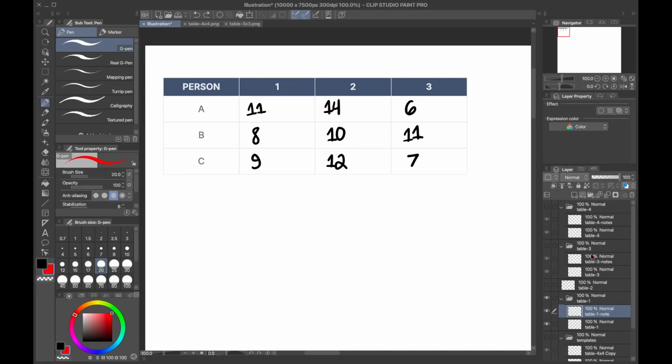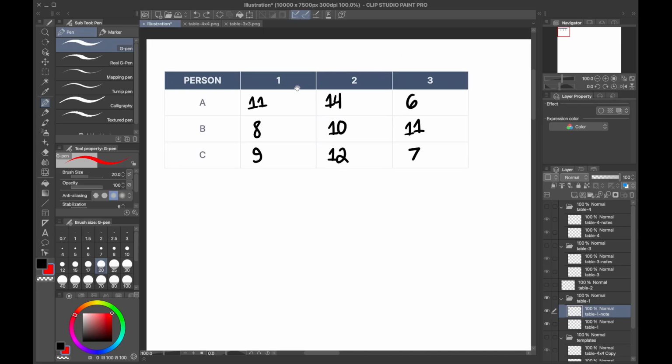Alright, hello everyone. I decided to create a video on how to do the assignment method based on the example that ma'am gave us. So today we're going to be doing a 3 by 3 example. And without further ado, let's try it out.